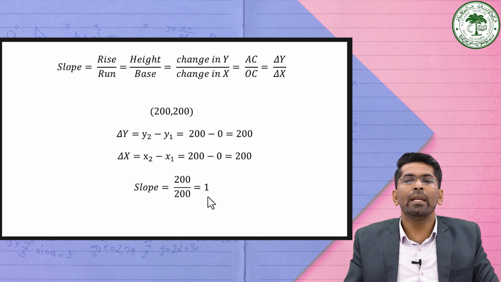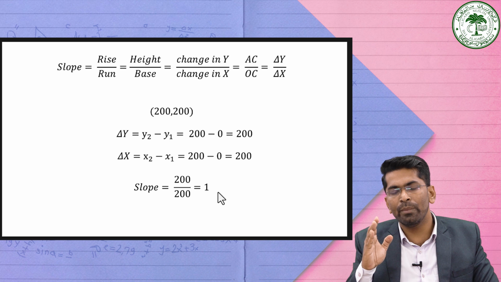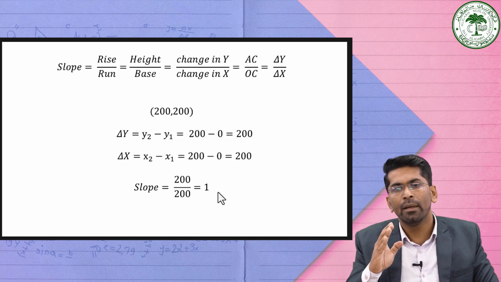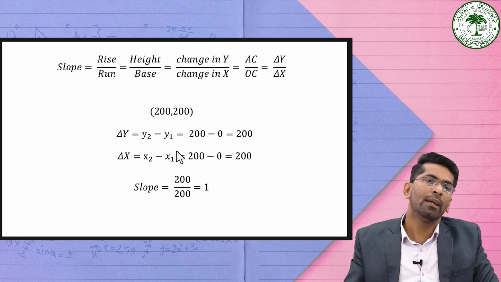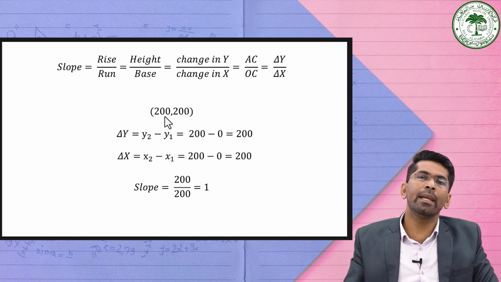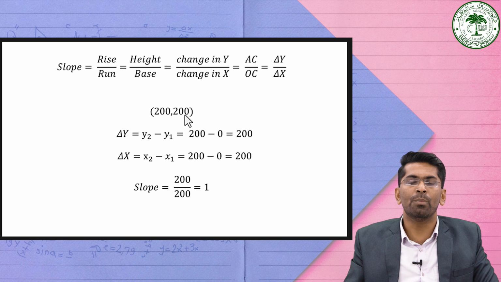And this 1 means that on an average, when his income increases to 200, he will consume his entire income. So here see, when his income was 200, his consumption is also 200. That means he is spending his entire income 200 on the consumption purpose. So that's why the slope is equal to 1 here.